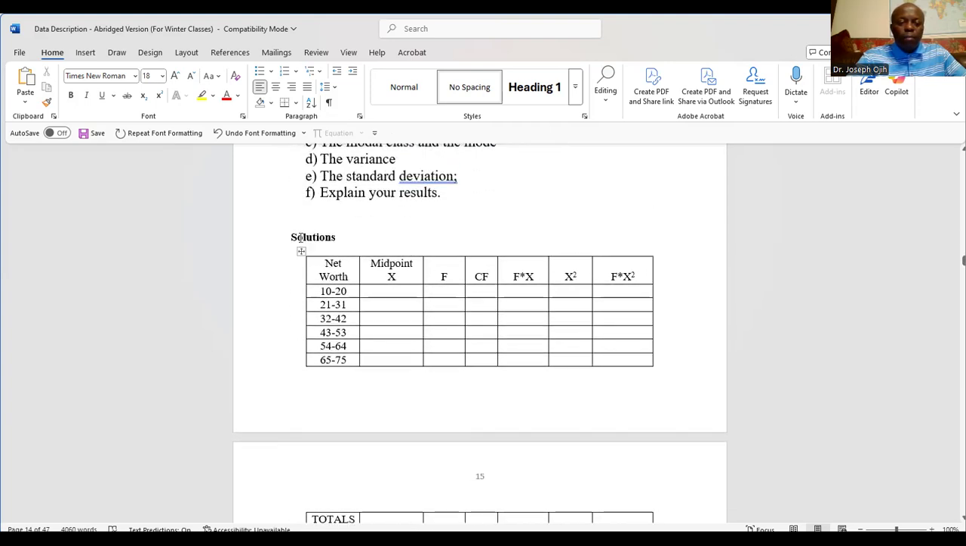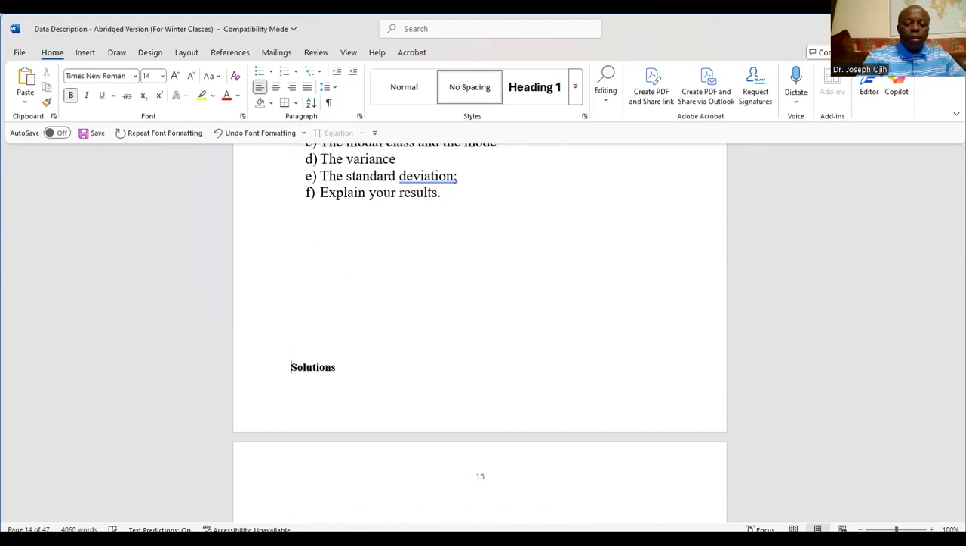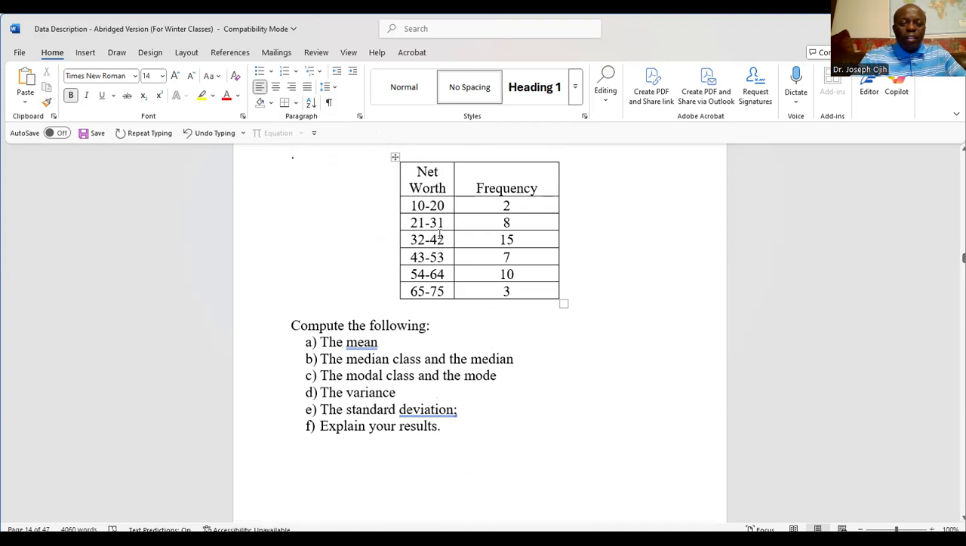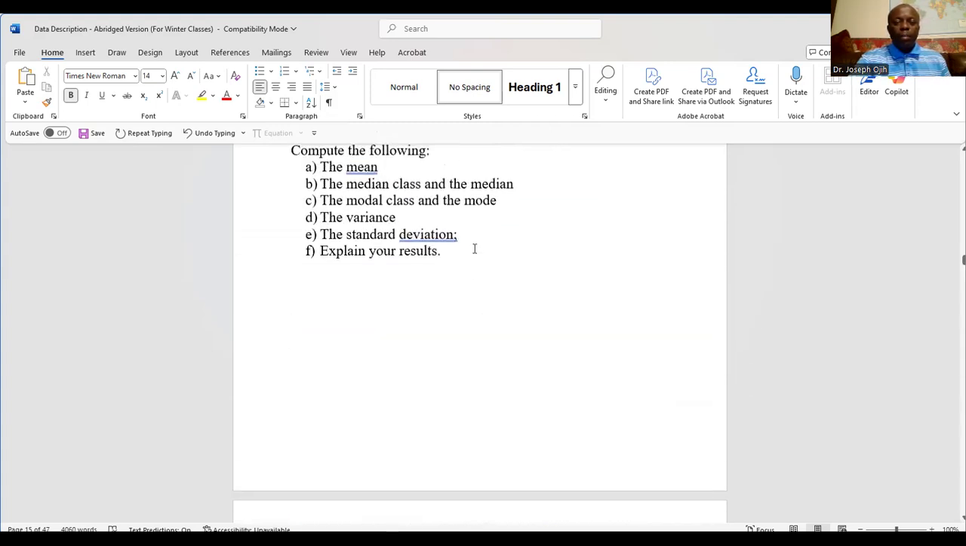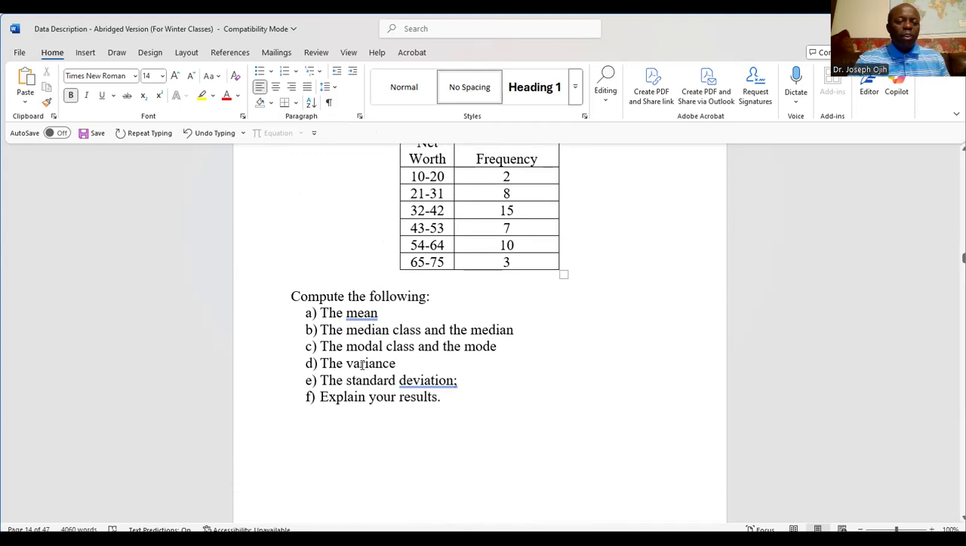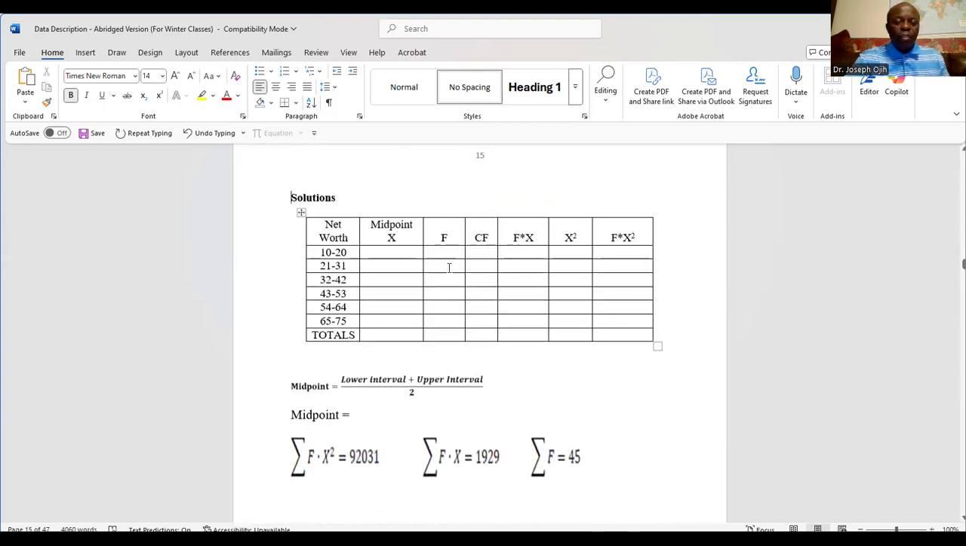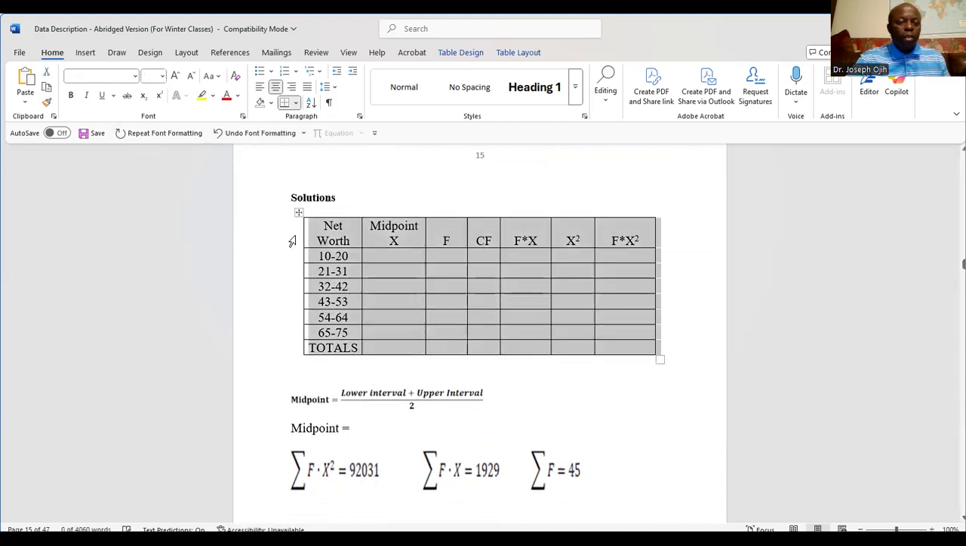And that's what I have here. So I'm going to put them in this table. The class interval and the frequency are given already. So class interval is here, that's net worth, and frequency. So I'm going to type the frequency since it is given already. Before you can answer any of this, you must get the table of values completed first. The frequencies don't require any calculation because they are already given to you.